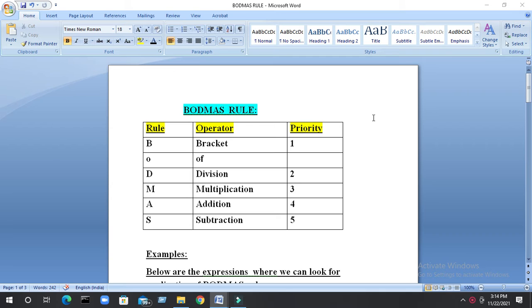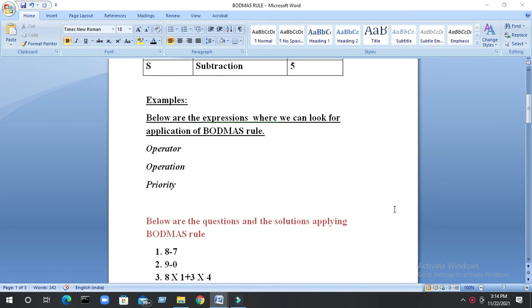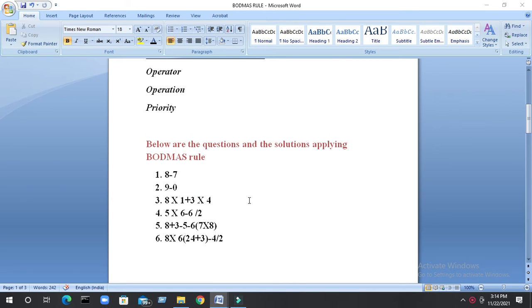So when we come across expressions, I have listed down a few expressions here, equations kind of thing, where you see there are more than one operators. For example, I'll take you to the third expression here, where you have multiplication and addition as well. I'll take you to the fifth one where we have addition, subtraction, bracket and multiplication.